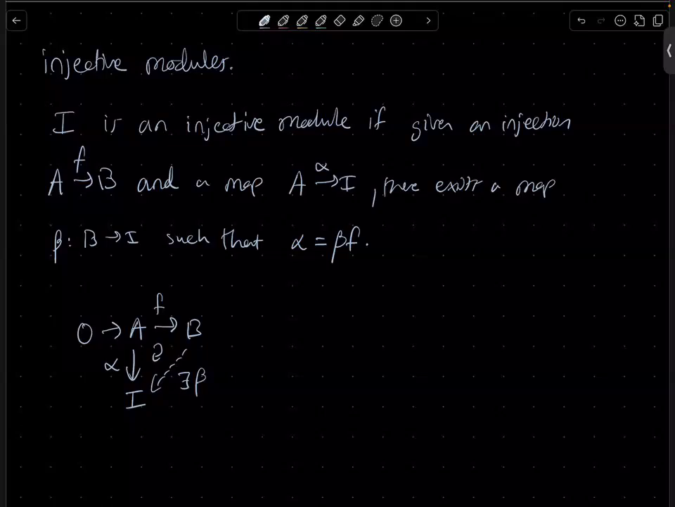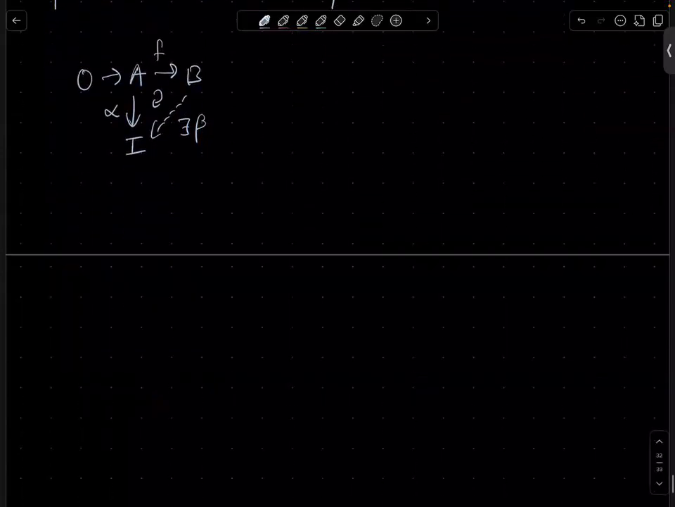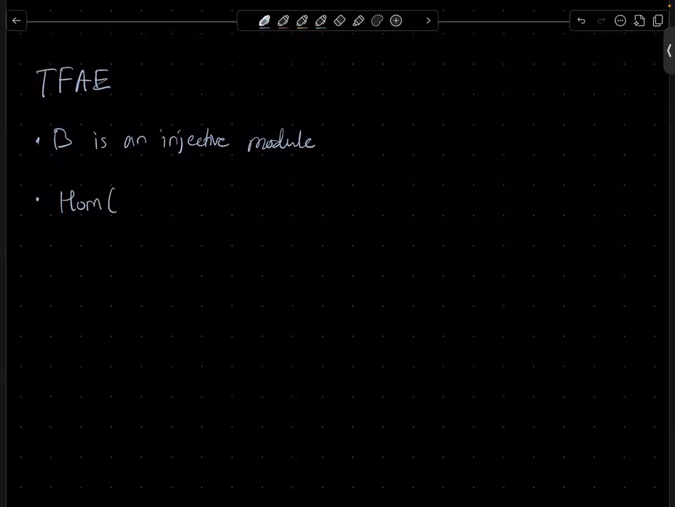And historically, people actually thought about injective modules first before they did projective modules. And so, like before, we should expect a similar result as last time. The following are equivalent. B is an injective module, and the contravariant functor Hom(-, B) is exact.